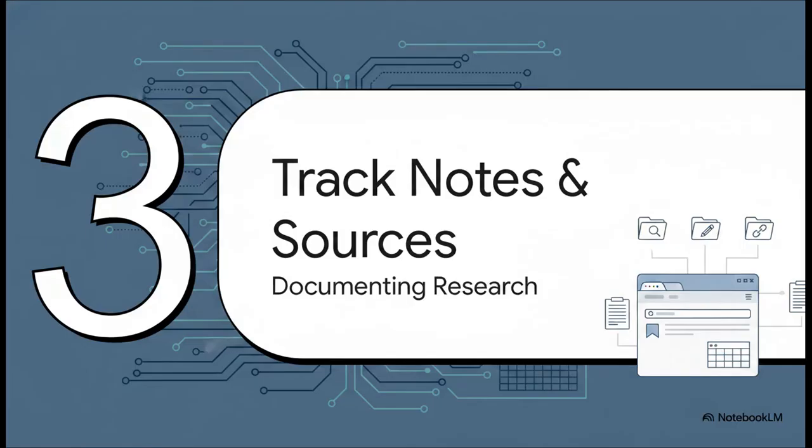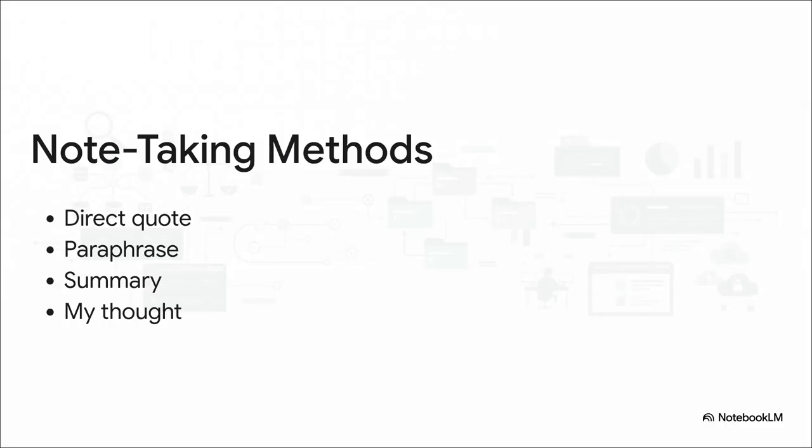Which brings us to Section 3, Tracking Notes and Sources. Look, finding excellent, highly credible sources is completely useless if you end up losing track of them. A major beginner mistake is copying and pasting text into a blank document and totally forgetting where it came from. To avoid accidental plagiarism and save yourself a massive headache, you should always clearly label your notes.